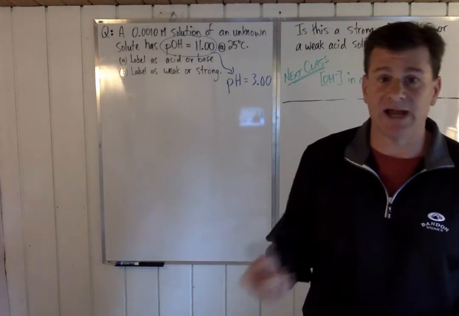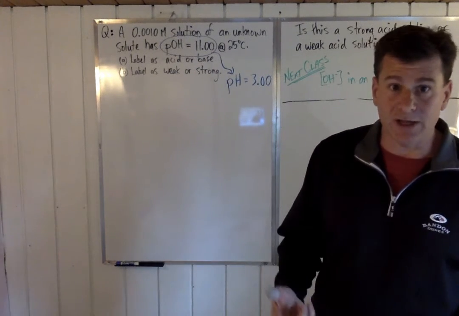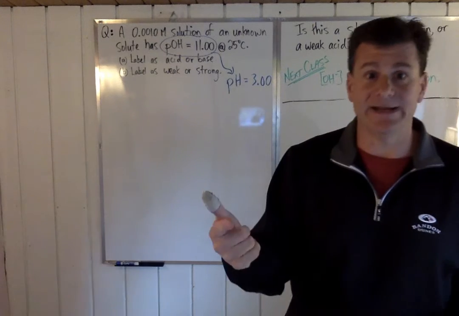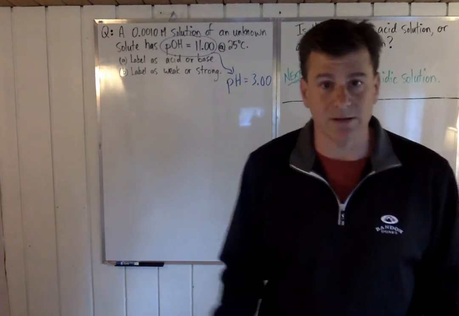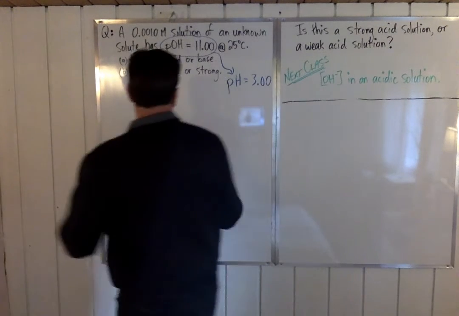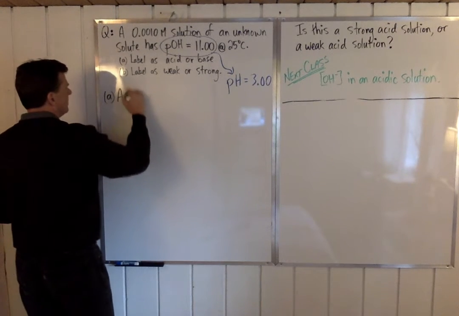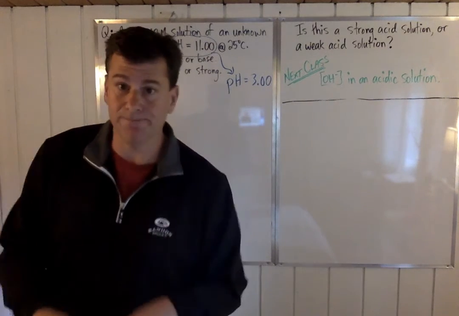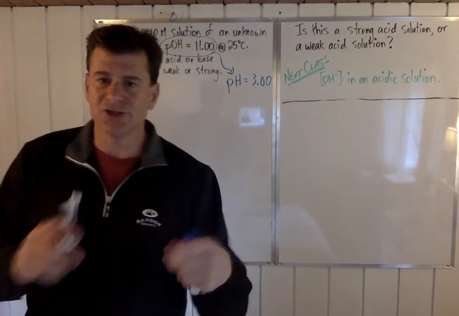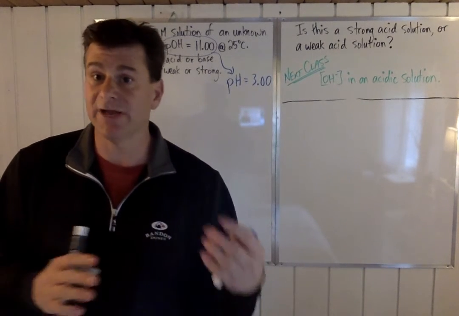Because the two numbers have to add up to 14. That's at 25 degrees. So a pH of 3, my brain gets that really straightforwardly. That's below 7. It's acidic. So the answer to A is it's an acid because the pH is 3. Now, is it strong or is it weak? We're either going to have a strong acid or a weak acid.